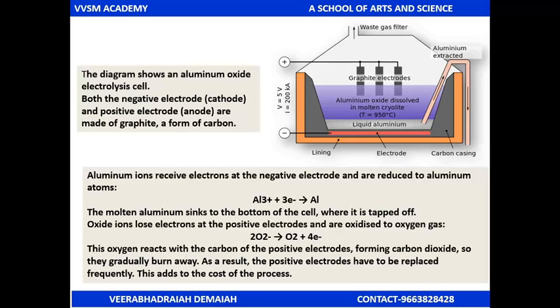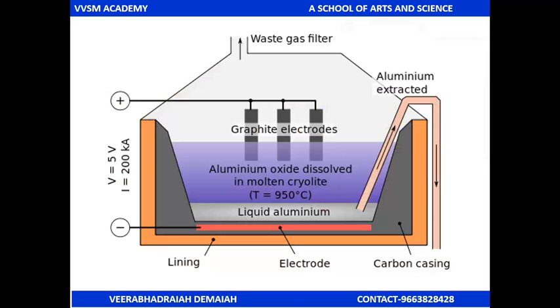Oxide ions lose electrons at the positive electrode and are oxidized to oxygen gas. This oxygen gas reacts with the carbon of the positive electrode, forming carbon dioxide, so the electrodes gradually burn away. As a result, the positive electrodes have to be replaced frequently and periodically. This adds to the cost of the process.